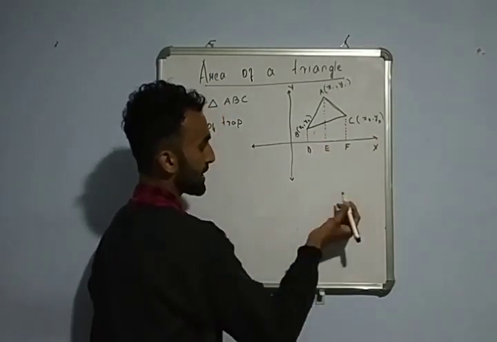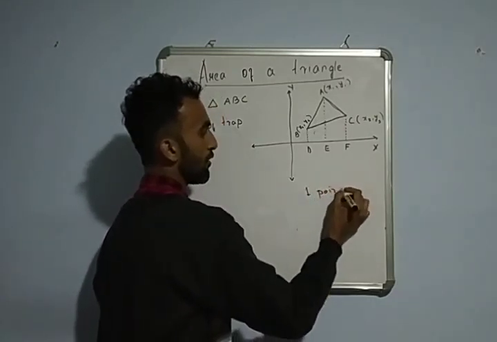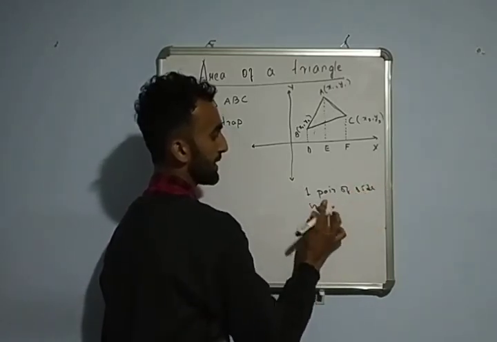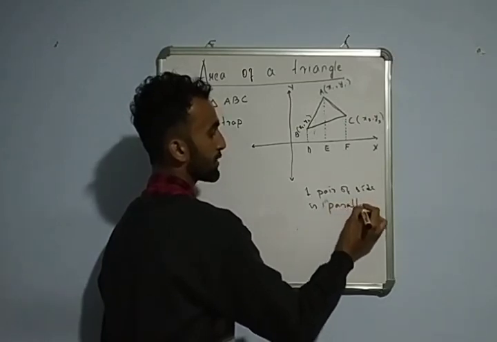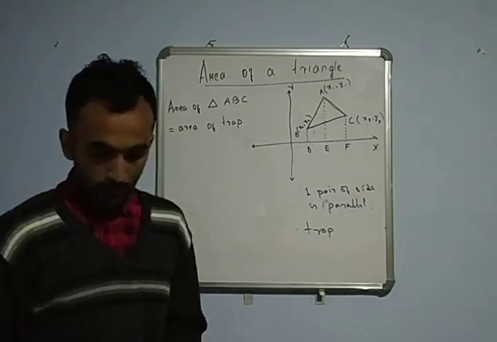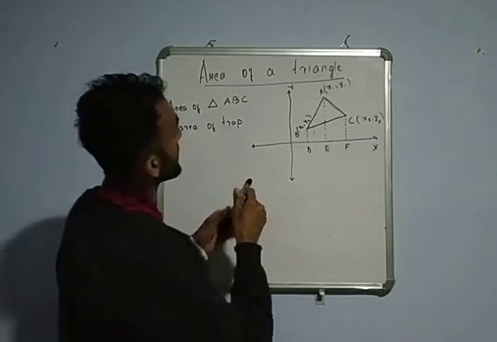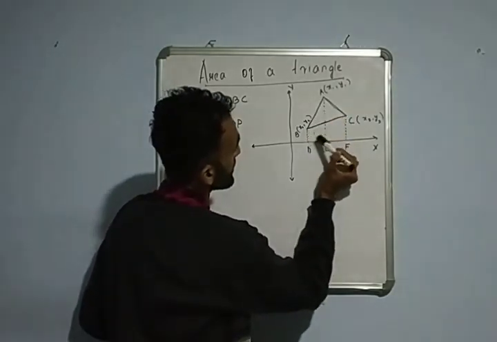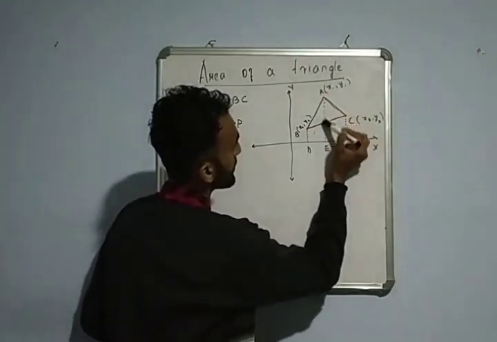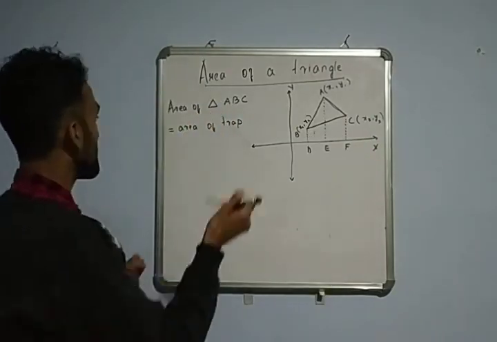See, what is a trapezium? A trapezium is nothing but if one pair of sides is parallel, then that quadrilateral is called a trapezium. One pair is parallel. Just check here. This is the trapezium which I am talking about. These two are parallel. And in this trapezium, these two are parallel. And in this trapezium, these two are parallel. Okay? I'll explain again.